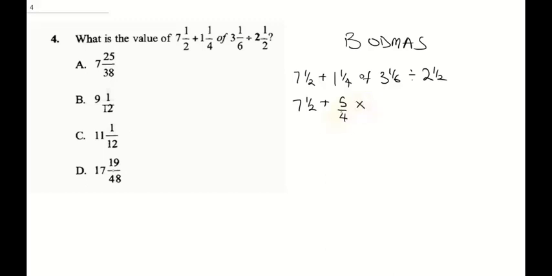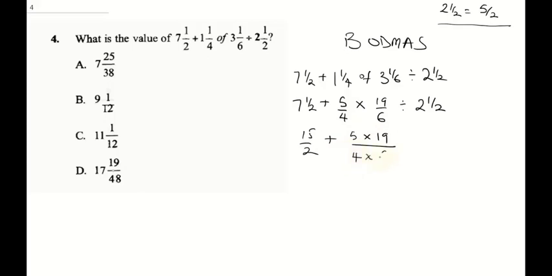multiplied. Remember your "of" is going to become that. So when you change this to an improper fraction, you're going to get 19 over 6. Then you're going to have divided by, then this will now be 2.5. So from here, we're going to have the 7.5 is the same thing as 15 over 2 plus, now I'm going to change this as a unit. This will be 5 times 19 all over 4 times 6.